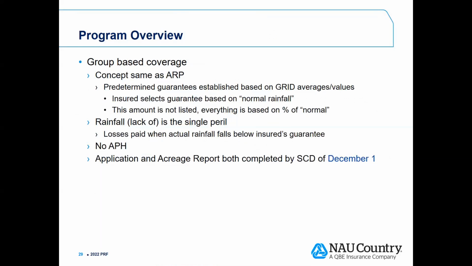We're going to move into the program now. We kind of know these things. I'm going to move fairly quickly. It's an area policy, 12 by 12 mile grid based on normal rainfall, single peril. Like I said, we're not going to do any production. The big change that we already hit on has been that the sales closing date and acres reporting date has been moved to December 1st.